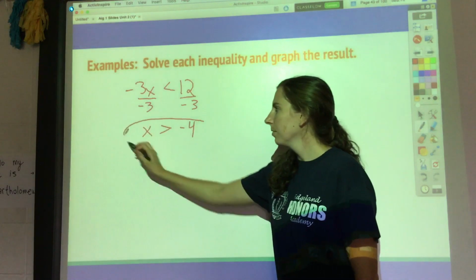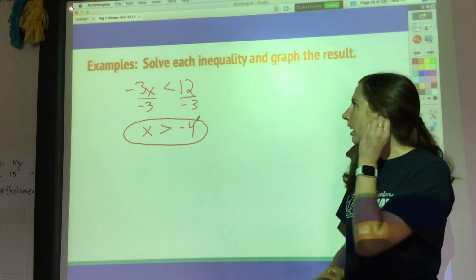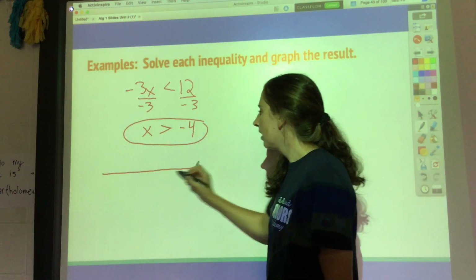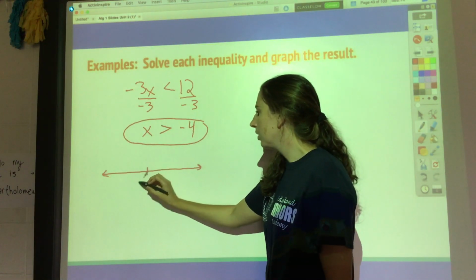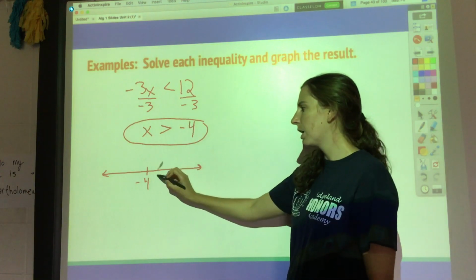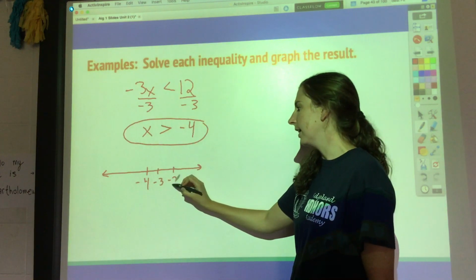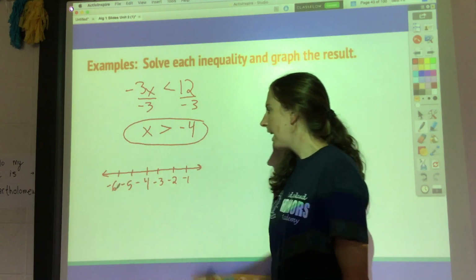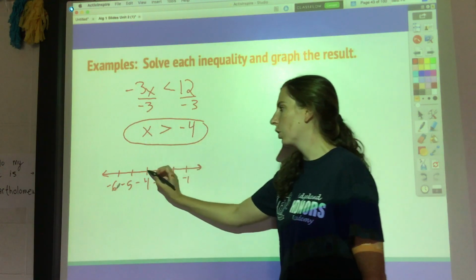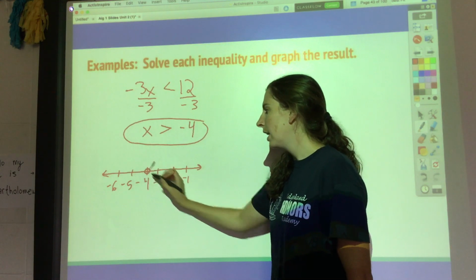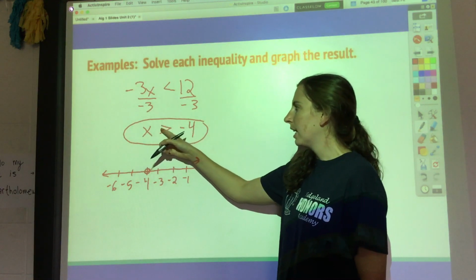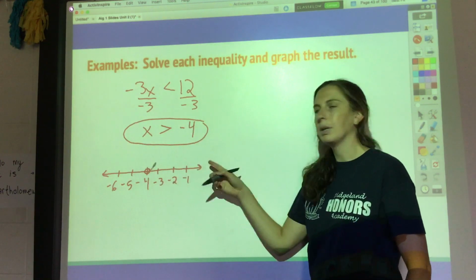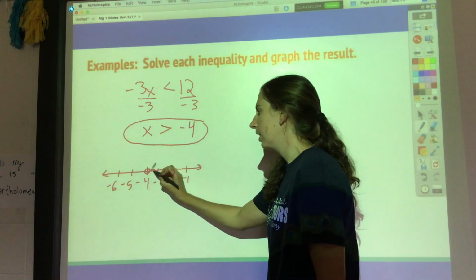So that's my solution, anything bigger than -4. And so if I want to graph the result on a number line, I'm going to go to -4. You can put other numbers too, but really only need the -4. And since it doesn't equal -4, I'll do an open circle. And then I want everything greater than -4. That means stuff bigger than -4, stuff in this direction.